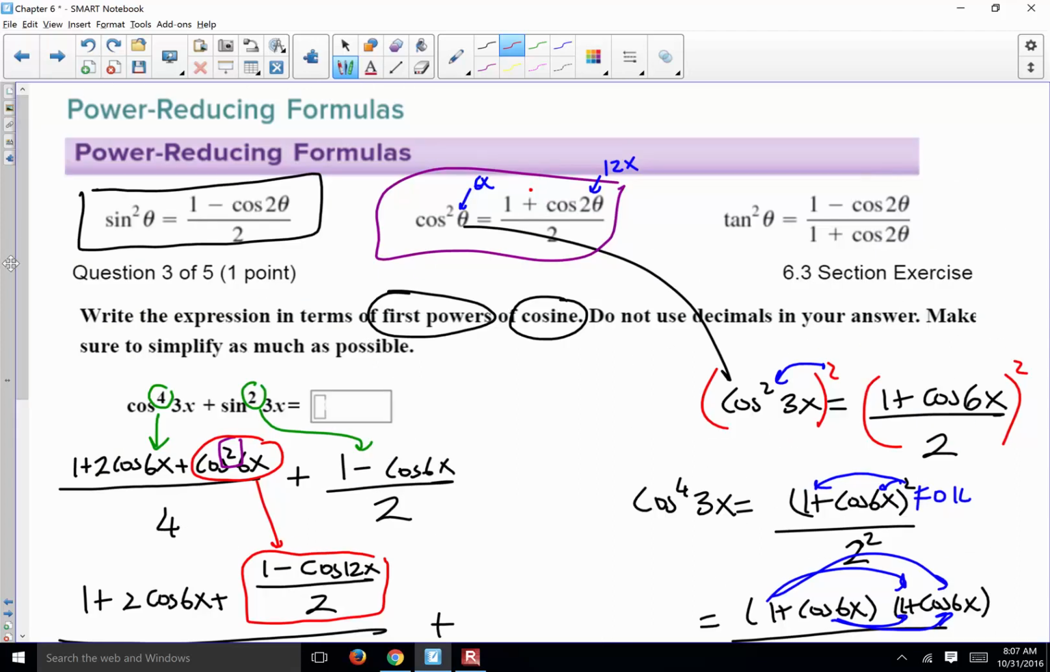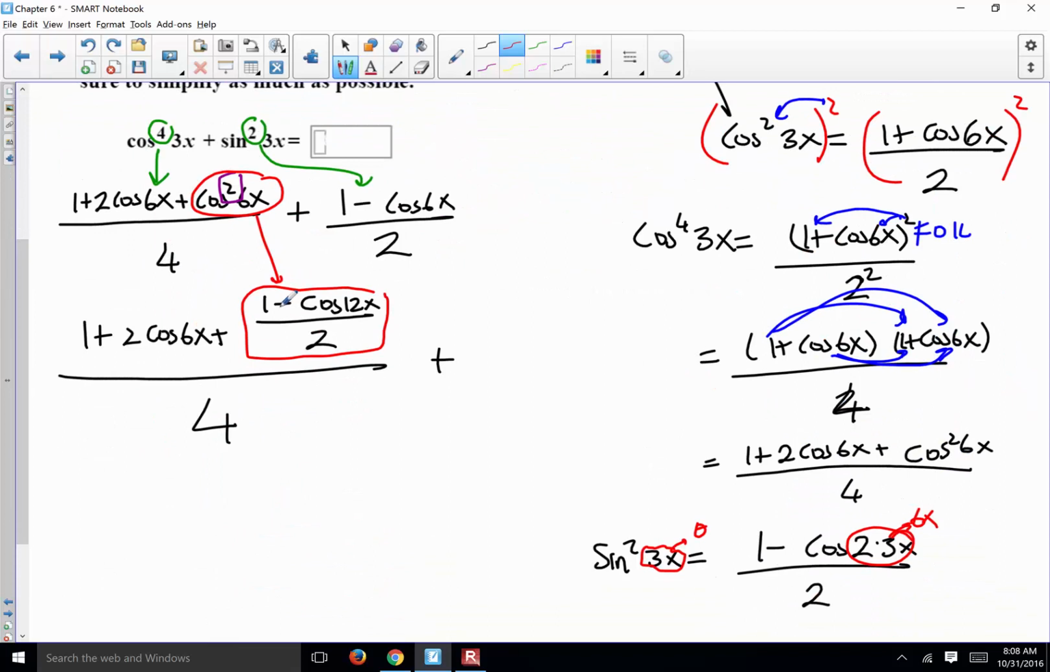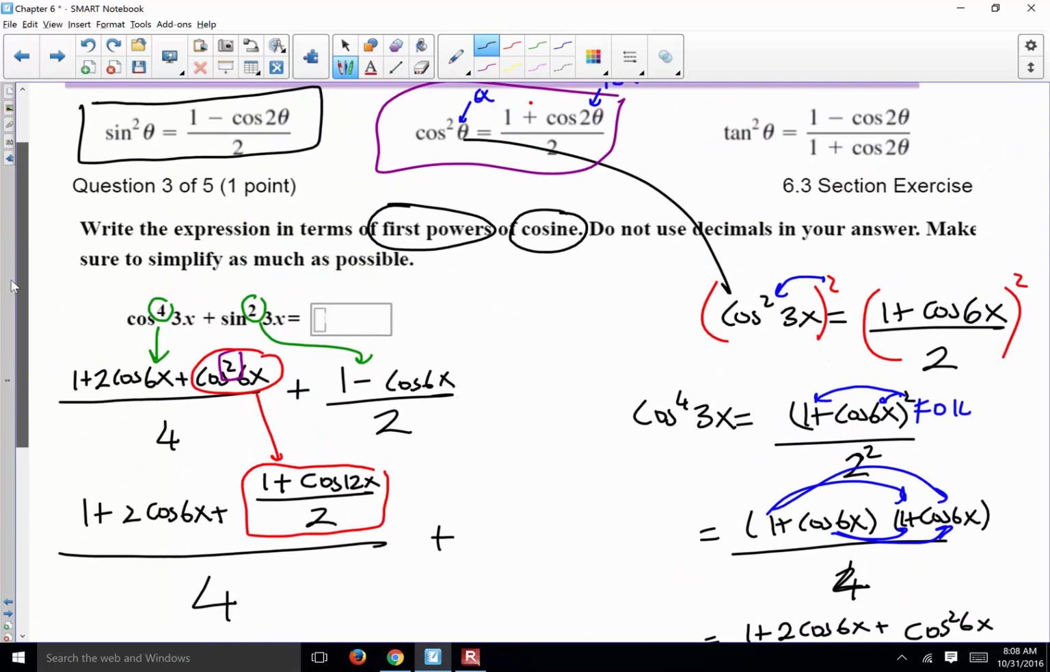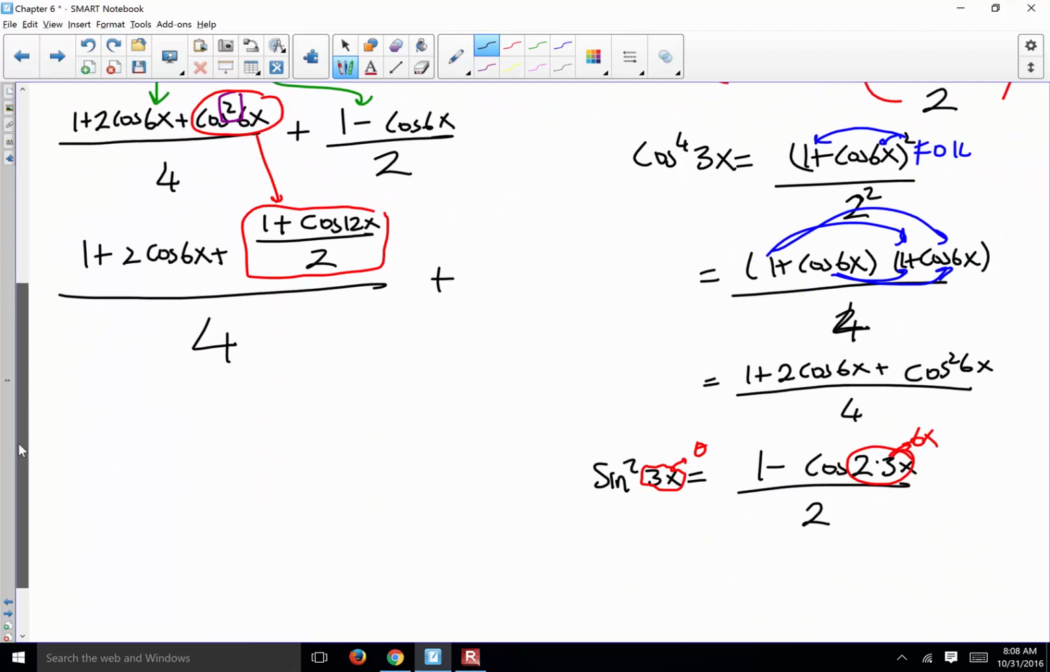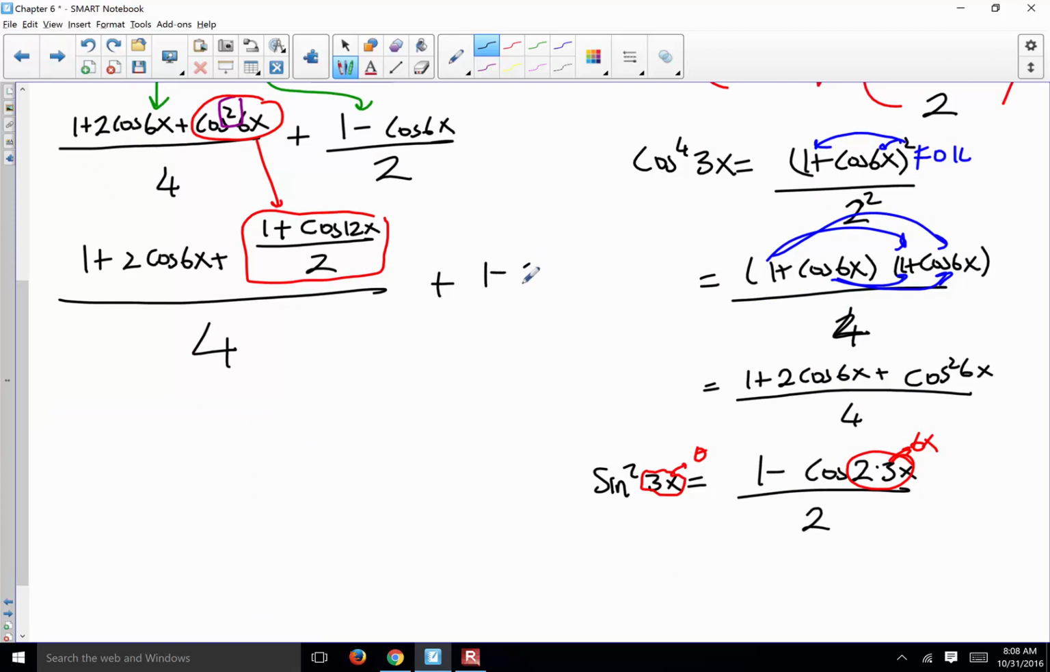Oh, is it correct though? Is this a minus? The formula says it's a plus. For cosine it's a plus, for sine it's a minus. That's the only difference. Okay?